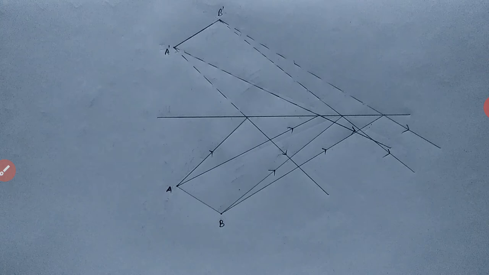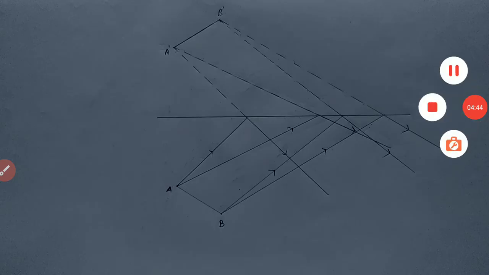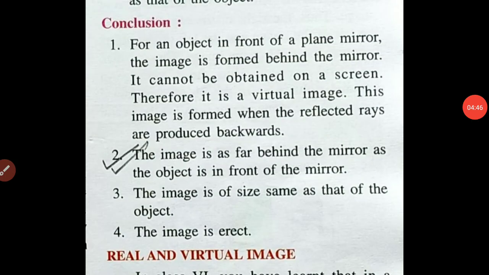So I think you can draw till here, and if you want to draw normal and angle of incidence and all, that's up to you, but it will make the ray diagram more complicated. So the conclusions which we get from the above ray diagram, and the ray diagram from the previous video, is that for an object in front of a plane mirror, the image is formed behind the mirror. That's why the dotted lines were used.